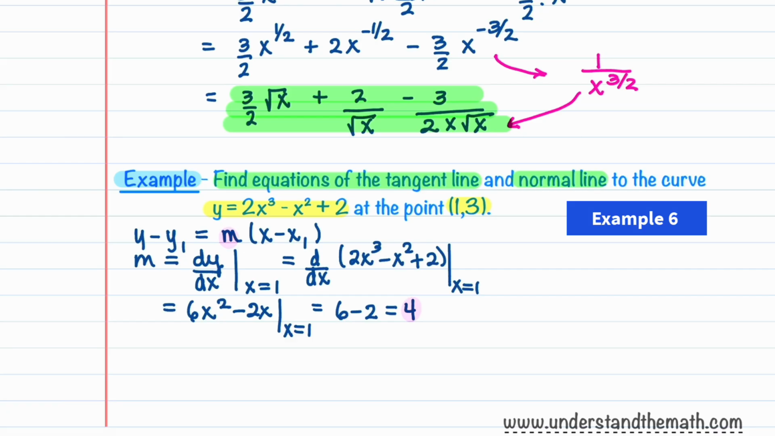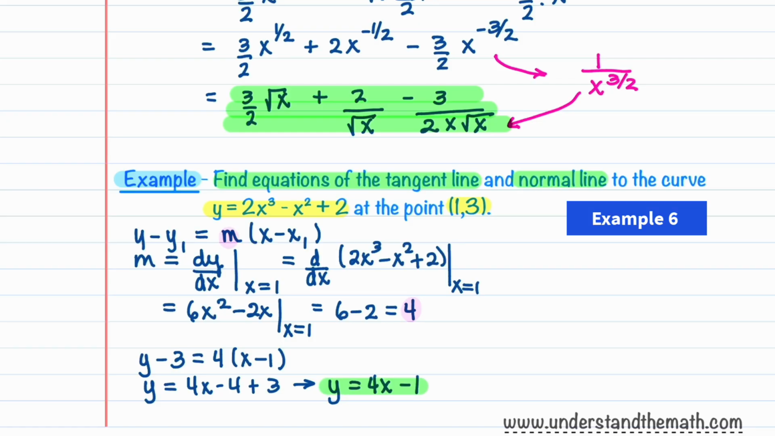We are given that x1 and y1 is the point 1, 3. So we can write this as y minus 3 is equal to our slope, which is 4, times x minus 1. Now, it's always nice to write this in slope-intercept form. So I'm going to bring the 3 to the right and multiply things out. This gives us y is equal to 4x minus 4 plus 3. And this gives us an answer of y is equal to 4x minus 1. And that is the equation of the tangent line to our curve at the point 1, 3.